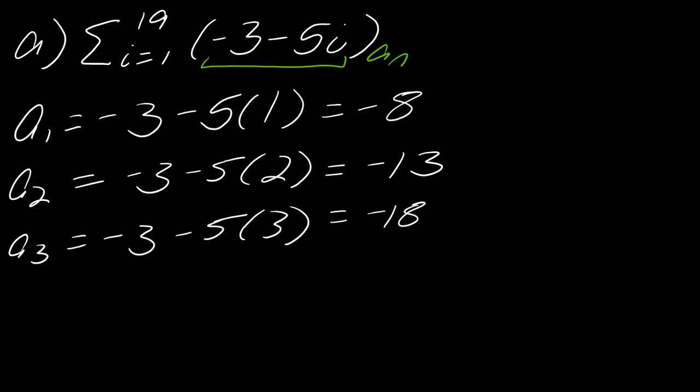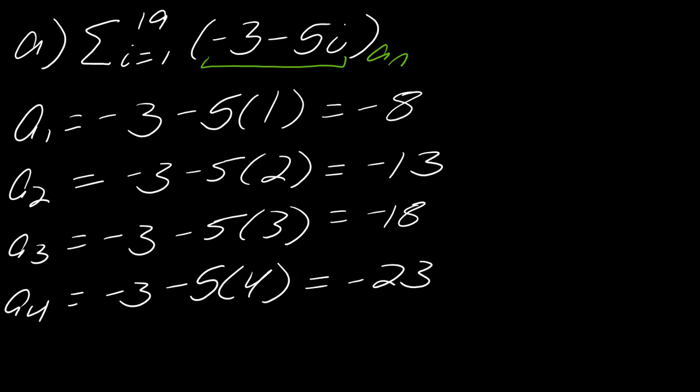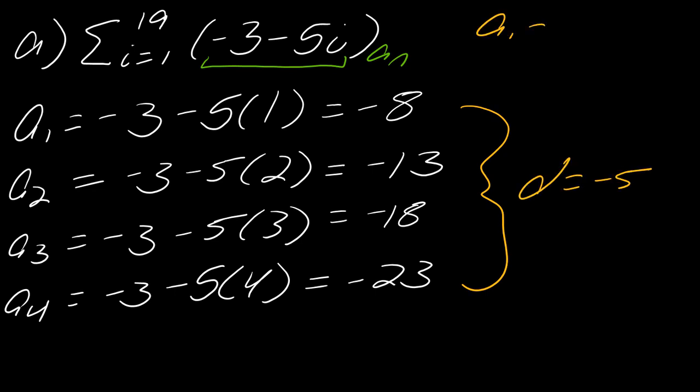Okay, so I can see now that here's my a sub 1. The common difference between these terms is actually negative 5, right? So let's do maybe one more just to convince ourselves. So negative 3 minus 5 times 4, this equals negative 23. So the common difference between these terms is negative 5. So my a sub 1 equals negative 8, and the difference is negative 5. So sometimes you want to play around with the sequence a little bit just to convince yourself that you are dealing with an arithmetic sequence. It's not always obvious how it's arithmetic, so calculating a few terms can help.